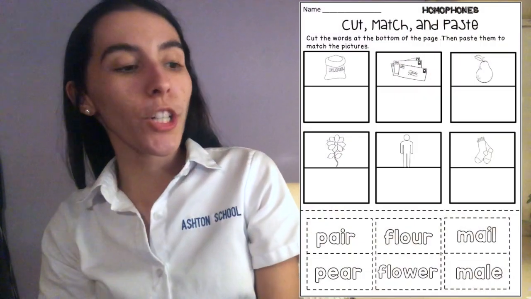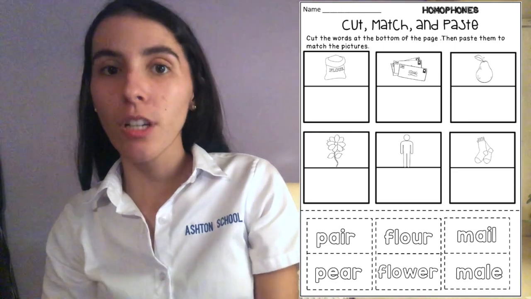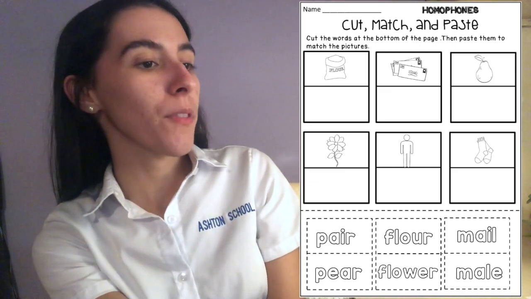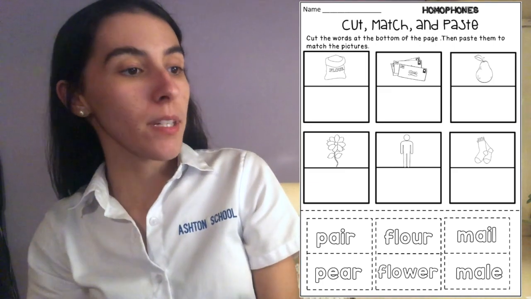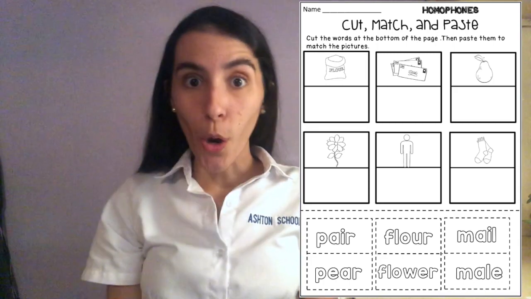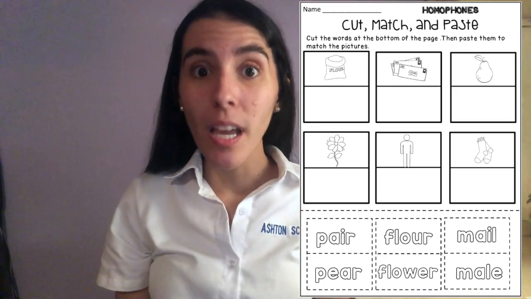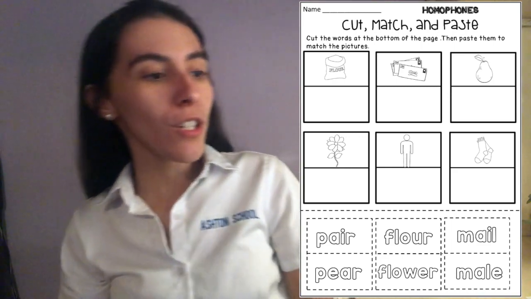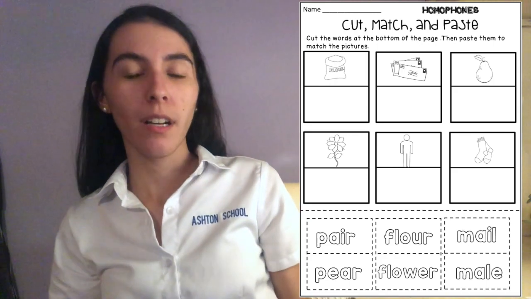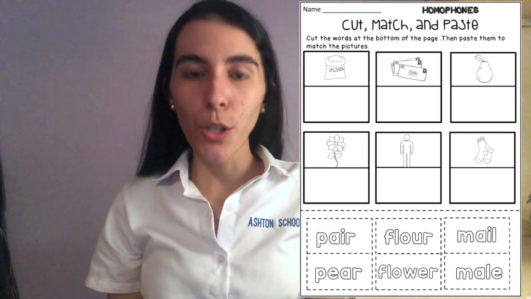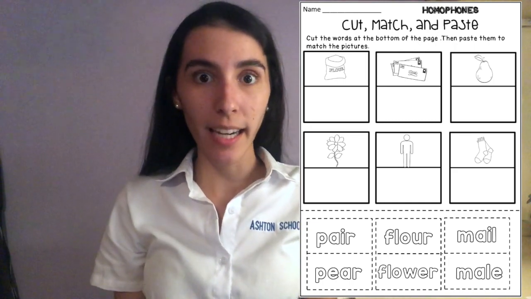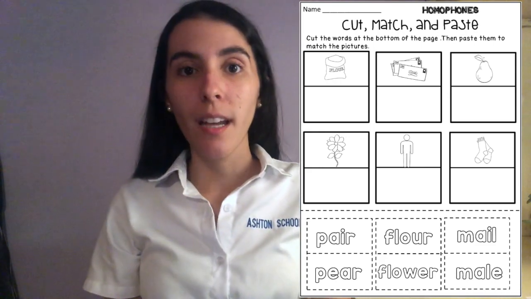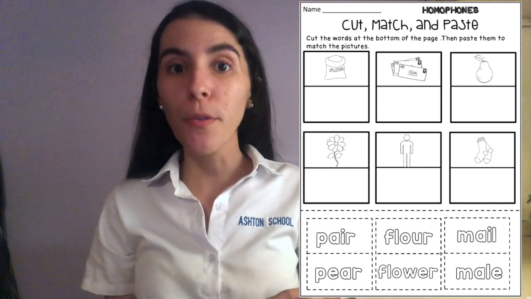So in this first worksheet, you are going to cut, match, and paste. And the directions say, cut the words at the bottom of the page. Then paste them to match the pictures. So since we are working with homophones, this can get a little bit tricky, but I want you to try your best, okay? So the first picture is a picture of flour. And flour is that white powder that you use when you're going to bake cookies or bake a cake. So flour. Look at the words at the bottom of the worksheet and try to find out which homophone matches that picture.